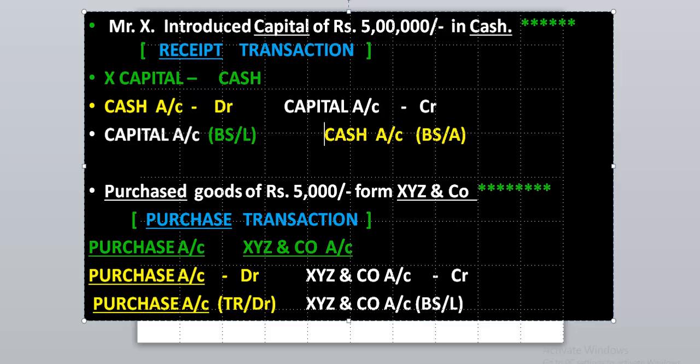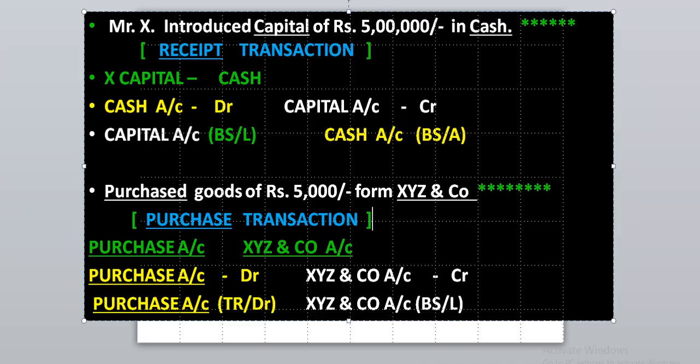And the second one is cash account. Cash account can be found in the balance sheet. You can see here it can be found in the balance sheet and it will be shown on the asset side of the balance sheet. So these are the different dimensions which we can record along with the transaction.